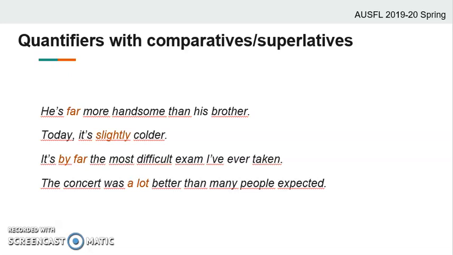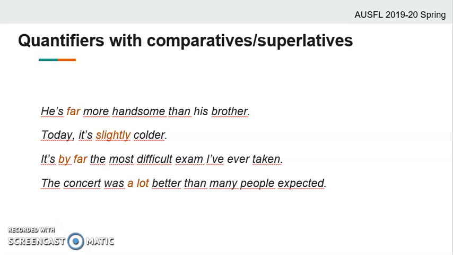After revising the rules about comparative and superlative adjectives, we can now move on to the use of quantifiers with comparatives and superlatives. Let's have a look at the first sentence. He is far more handsome than his brother. Here, I use far to show that the difference is a big one. He is far more handsome.